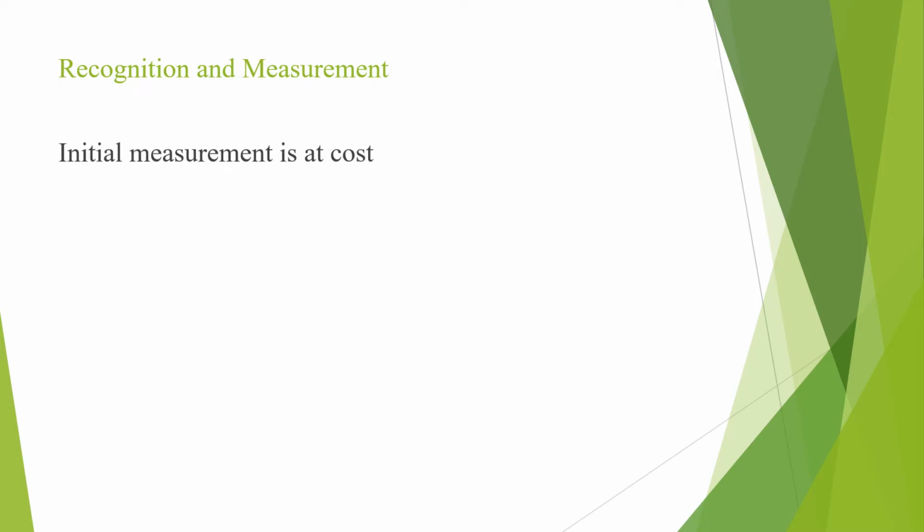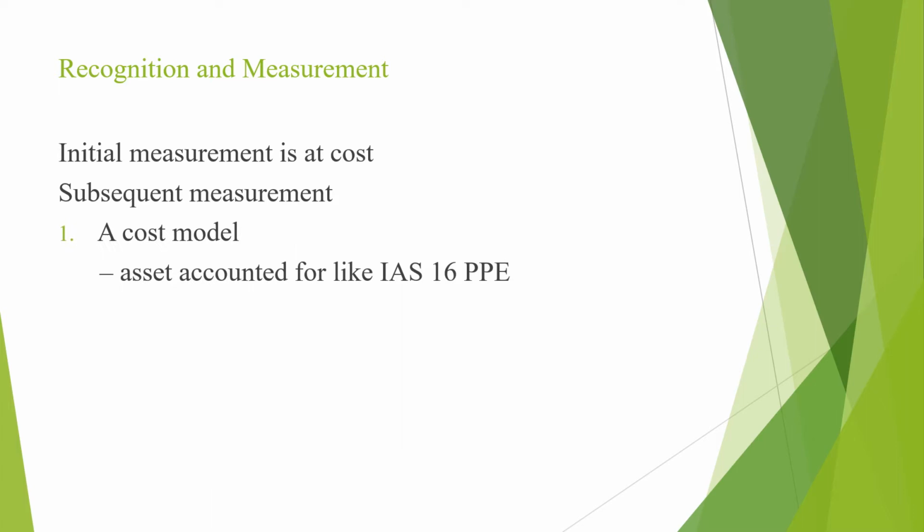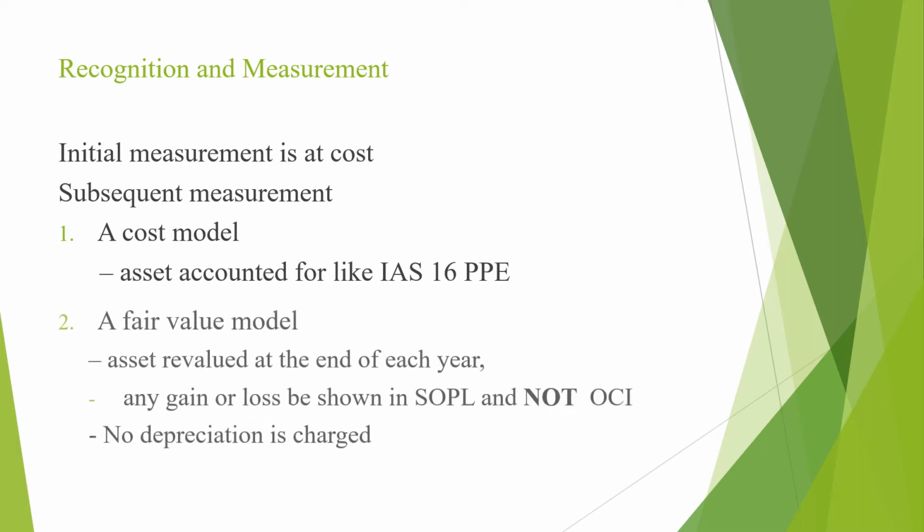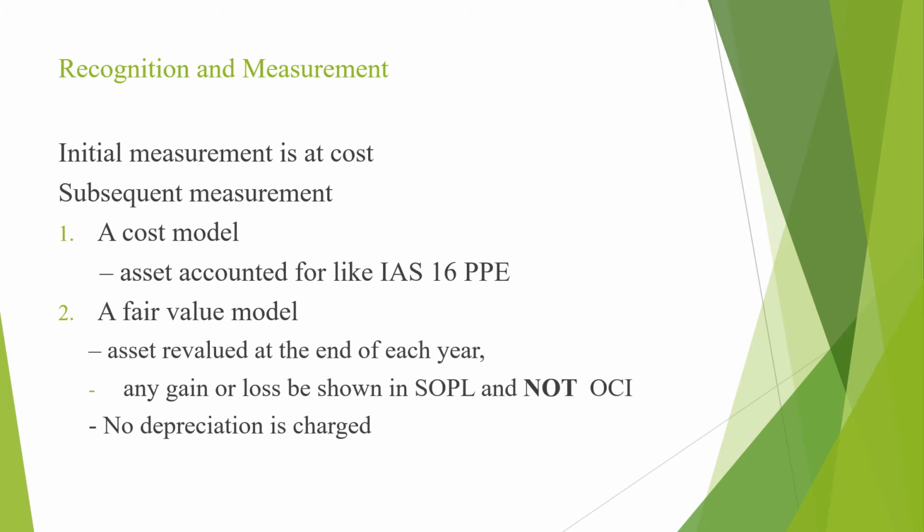Now, how do you recognize and measure this investment? The initial measurement is at cost, and the subsequent measurement could be either the cost model, same as IAS 16 property, plant and equipment, where you are carrying forward the asset at cost with accumulated depreciation. So this investment will also be depreciated and the carrying amount would reflect in the SOFP. The second model is the fair value model.